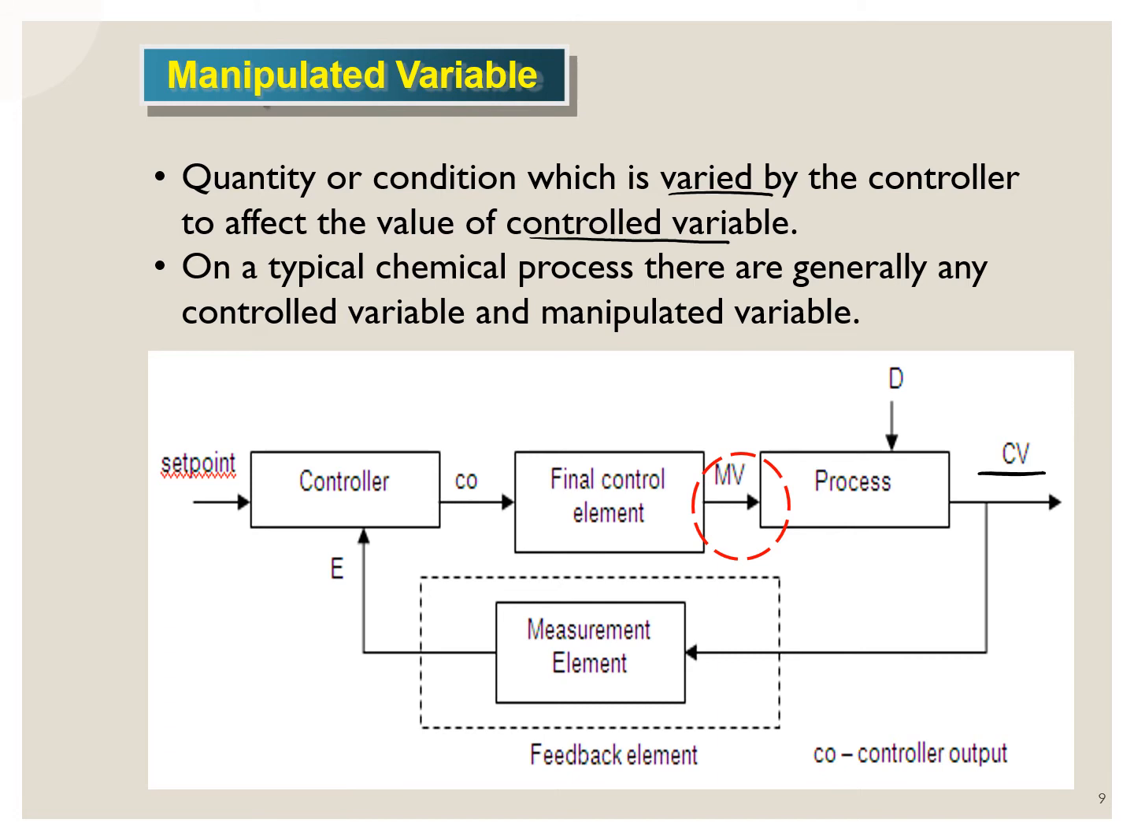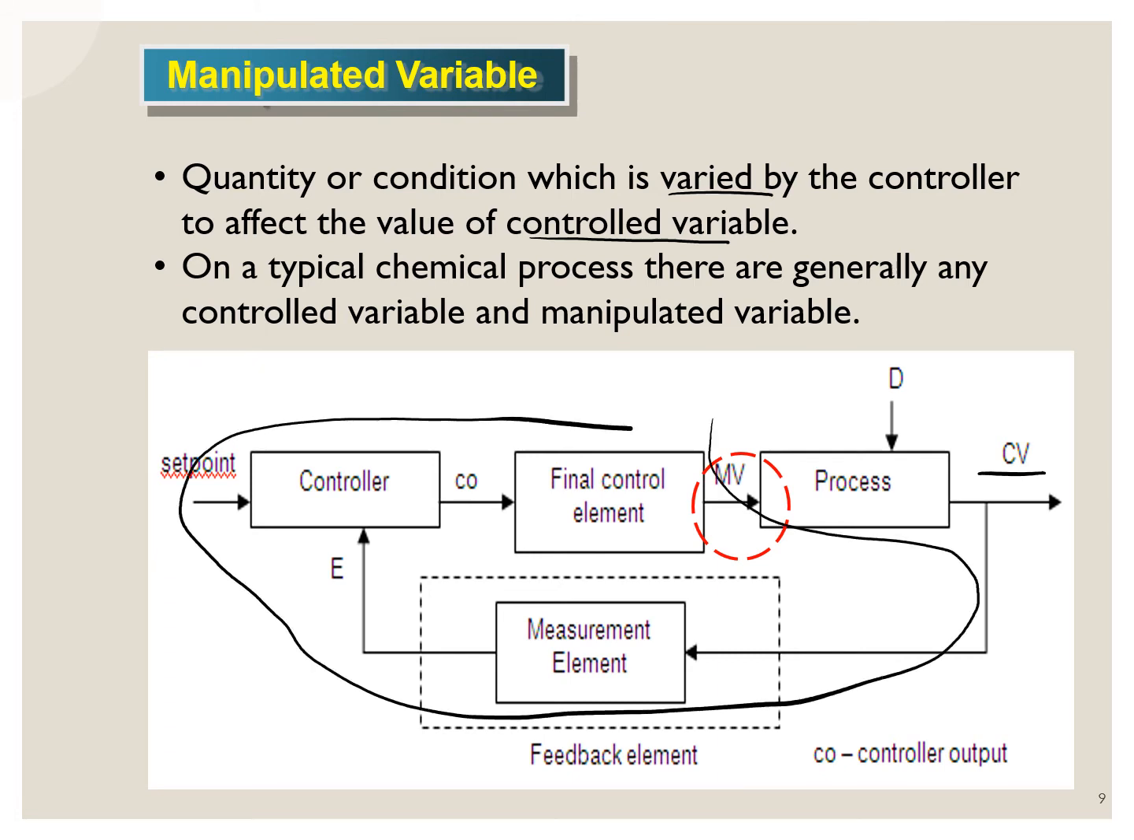Like what I said before, this is a complete control system. Basically the MV, the manipulated variable, is normally the feed of the process system. This feed is manipulated so that we can adjust or maintain this control variable.